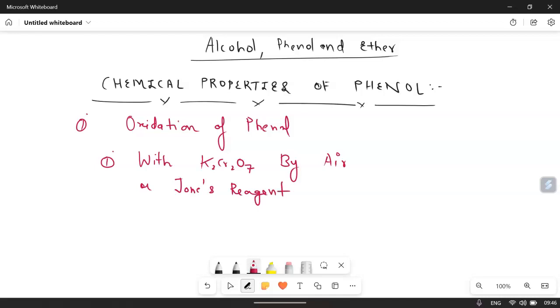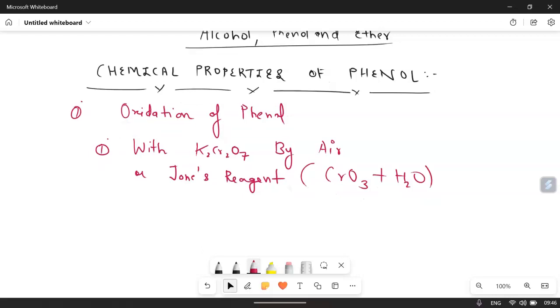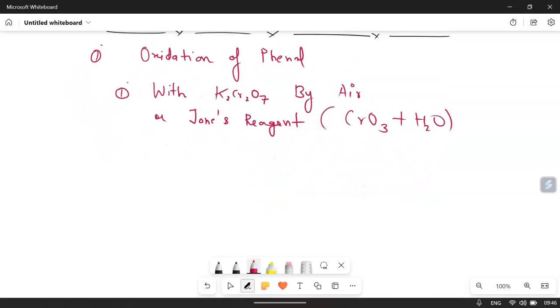What is Jones reagent? Let's find out. CrO3 plus H2O. This is known as Jones reagent. So when we are doing the oxidation of phenol, we have to use these reagents.